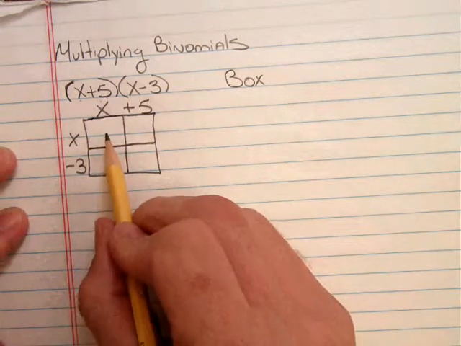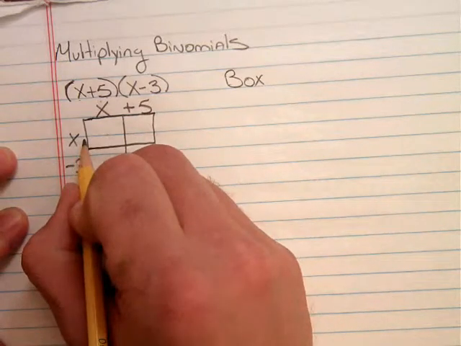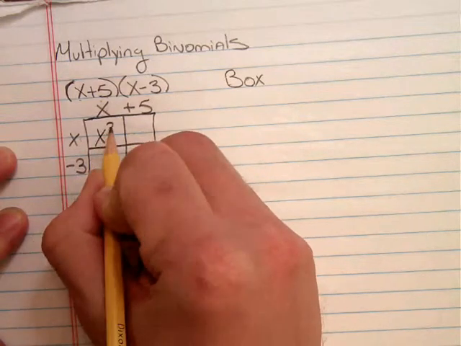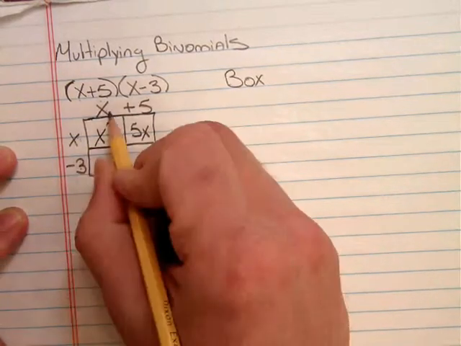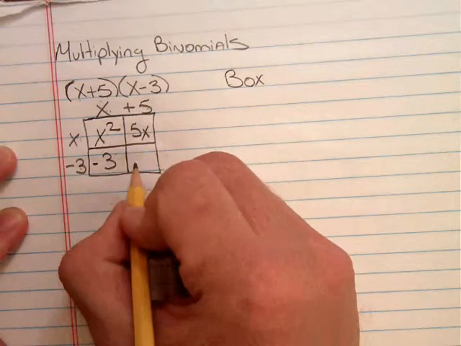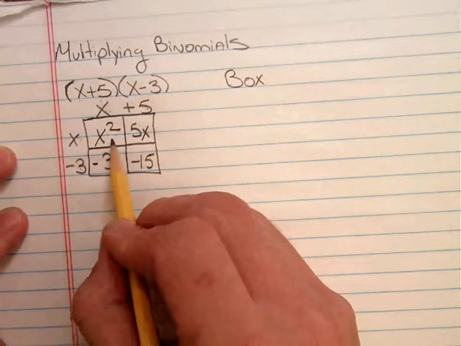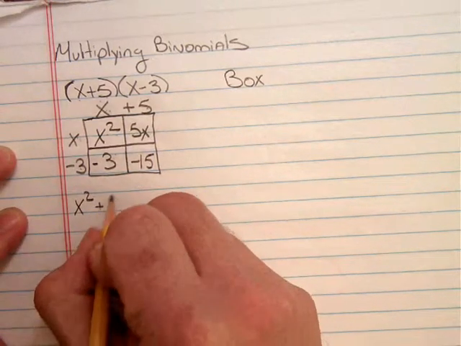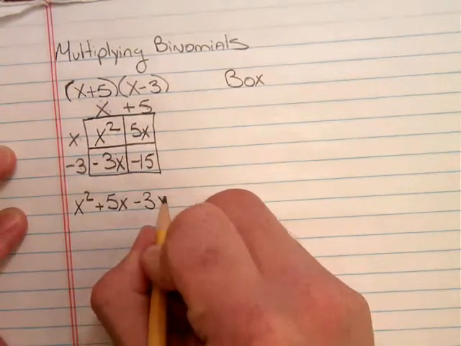In order to do this, we're going to find the area of each of the given boxes within the larger box. So x times x is x squared, 5 times x is 5x, negative 3 times x is negative 3x, and negative 3 times 5 is negative 15. Once all of the boxes are completely filled in, we're going to take each one of them and write them below. So x squared plus 5x minus 3x minus 15.